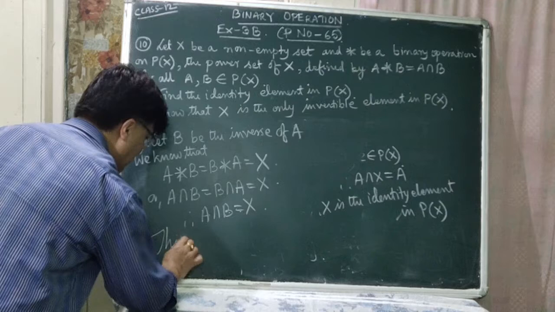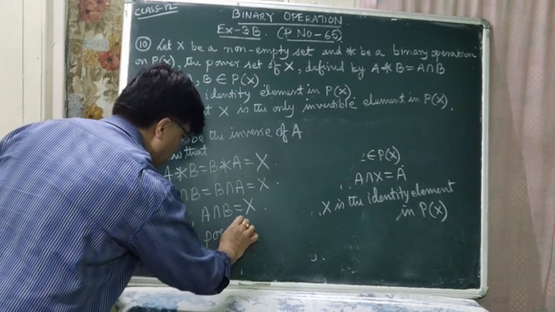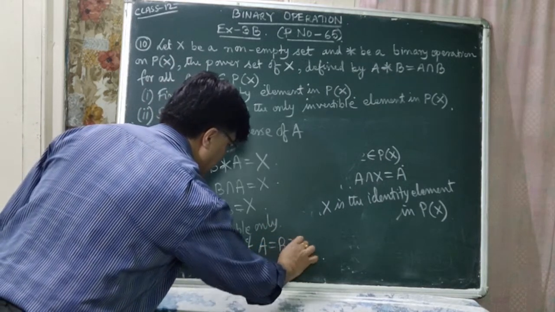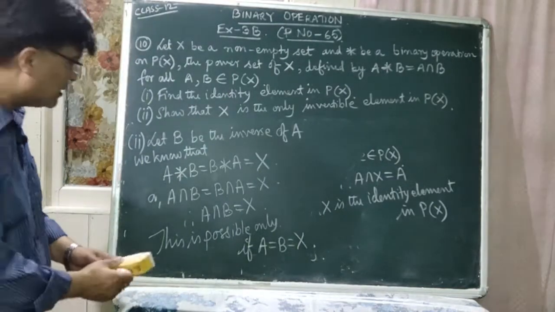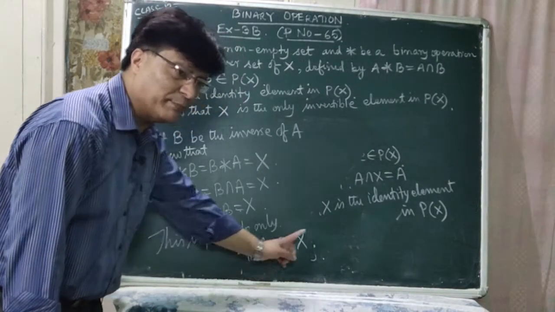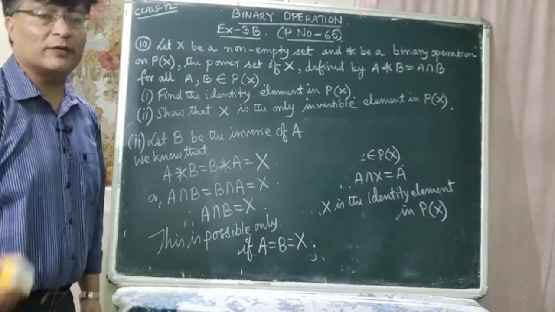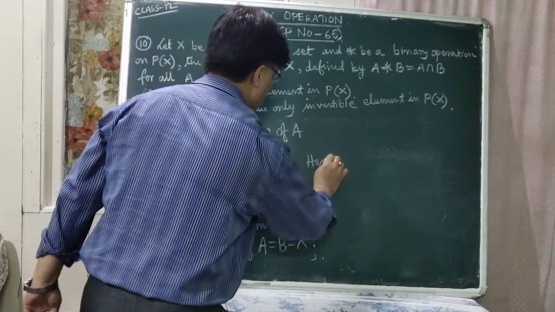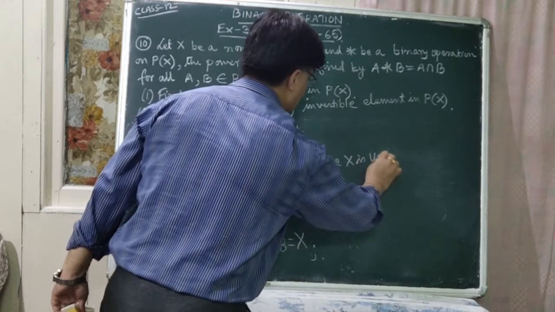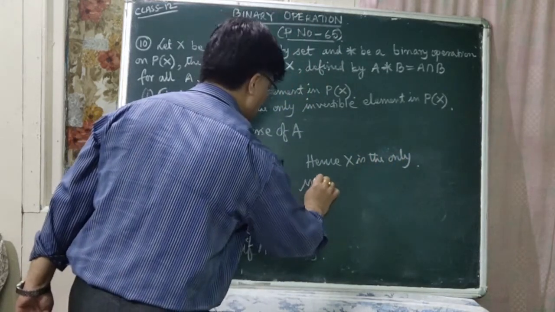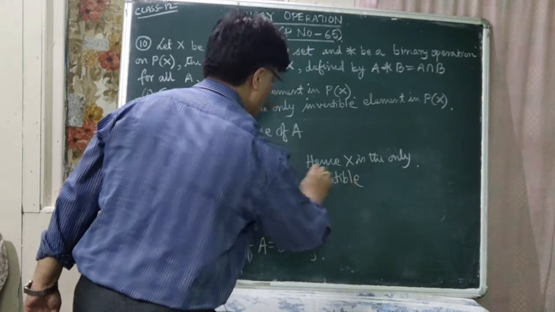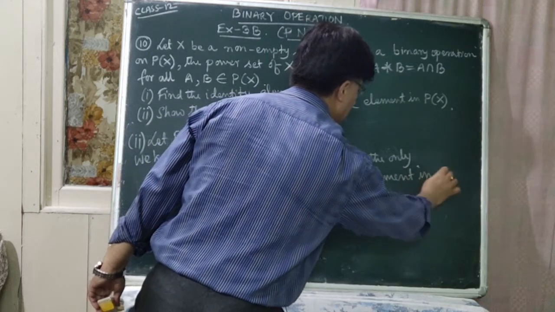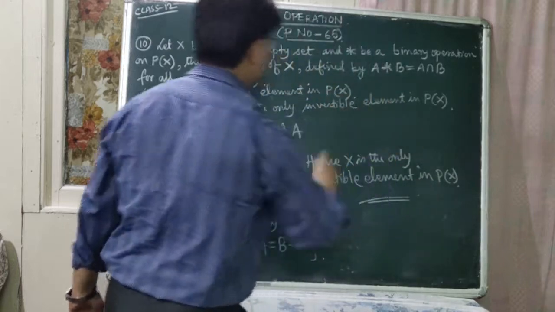So this is possible only if capital A is equal to capital B is equal to capital X. That means in this case A pani X huncha, B pani X huncha. So X is the only invertible element in P of X. So we can write here, hence X is the only invertible element in P of X. So this is proved.